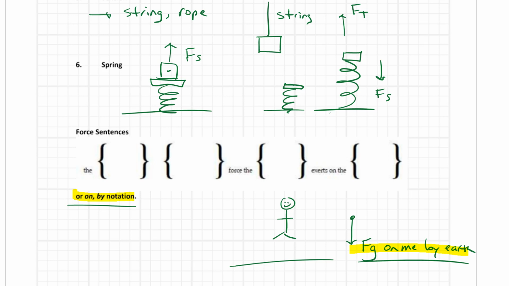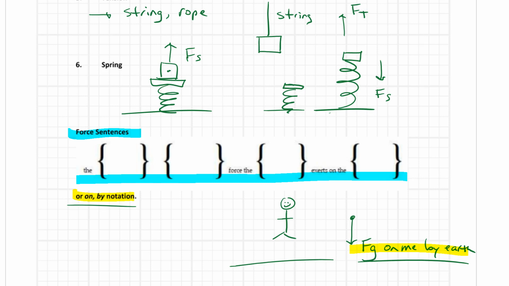Or I could ask you to say, hey, what's a full force sentence? So if I ask you to do a force sentence, then it would be this big one over here. Let's do the force sentence for this example. So we could say is it contact or non-contact? The non-contact gravity, or you could say gravitational, but gravity is okay. The non-contact gravitational force the Earth exerts on the, I'll get rid of the on me. That would be the force sentence version.